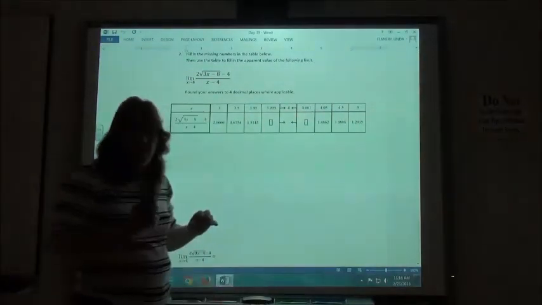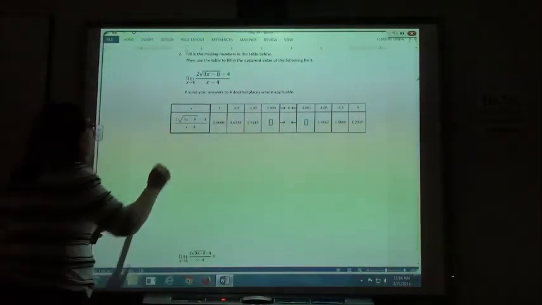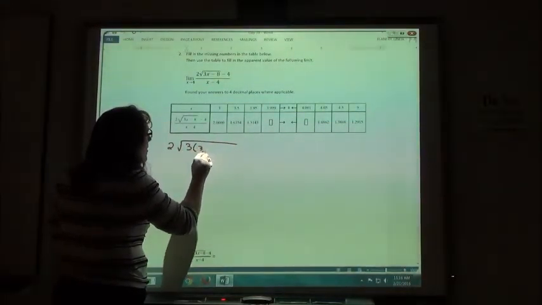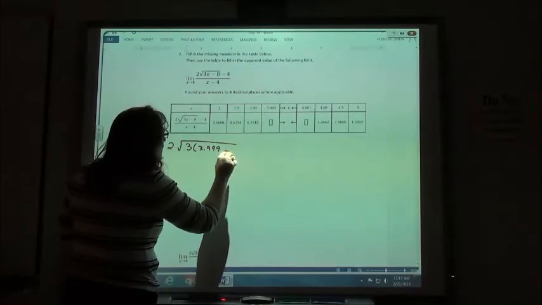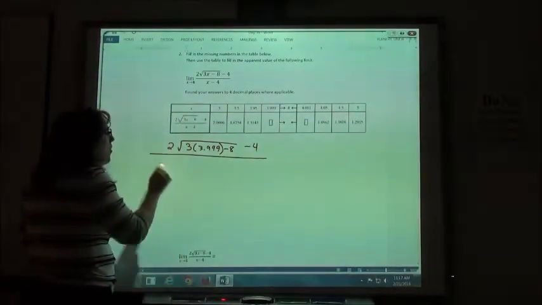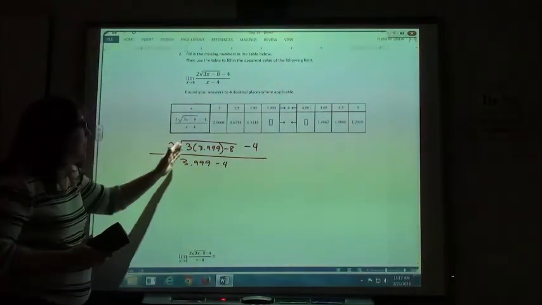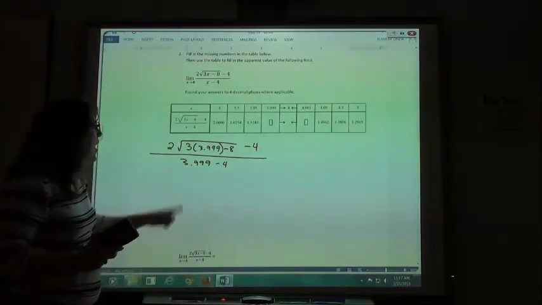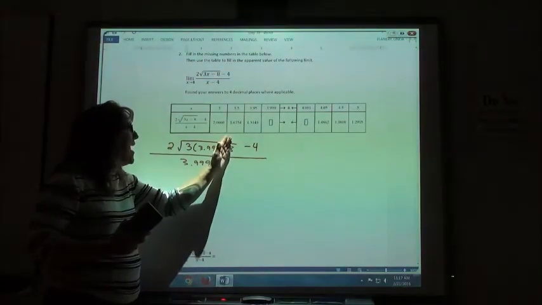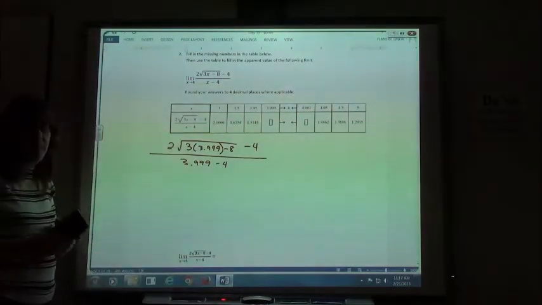They give us a couple that they want us to calculate, and so we're going to plug 3.999 in for our x's. So 2 times the square root of 3 times 3.999 minus 8 minus 4 over 3.999 minus 4. Now in this one you want to be careful when you put this into your calculator. I would do this part under the square root first, take the square root of your answer, times that by 2, then minus the 4. Otherwise I've got to have a bunch of parentheses in there.